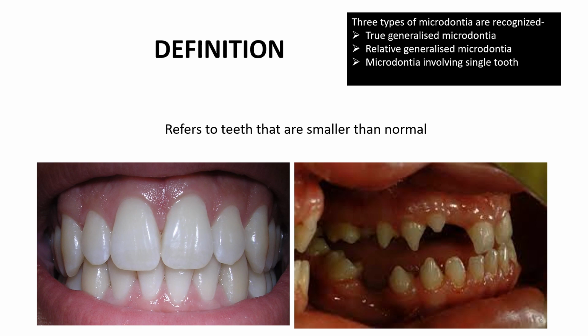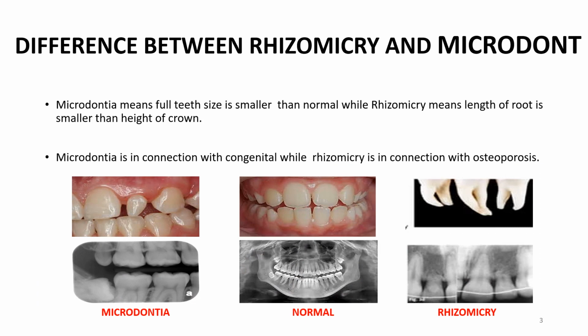It basically affects the lateral incisor and the third molar. We call it rhizomicry and microdont. Both are smaller in size. Then what is the difference between them? Microdont is smaller in size, affecting both crown and root, while in rhizomicry, only the length of the root is smaller than the height of the crown.